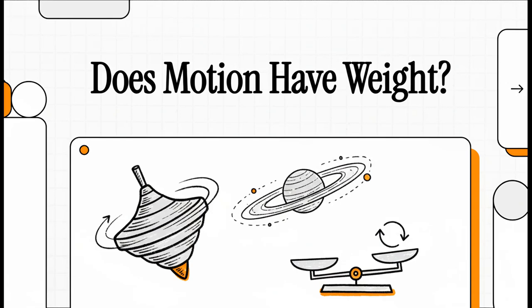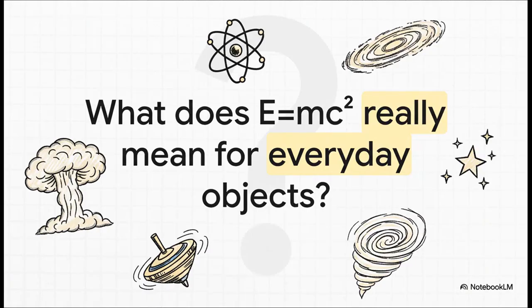So, does motion have weight? I mean, it sounds kind of like a trick question, right? But believe it or not, physics says, yeah, it does. The energy of a spinning object actually adds to its mass. So, how in the world can we possibly weigh pure motion? Let's dive in.